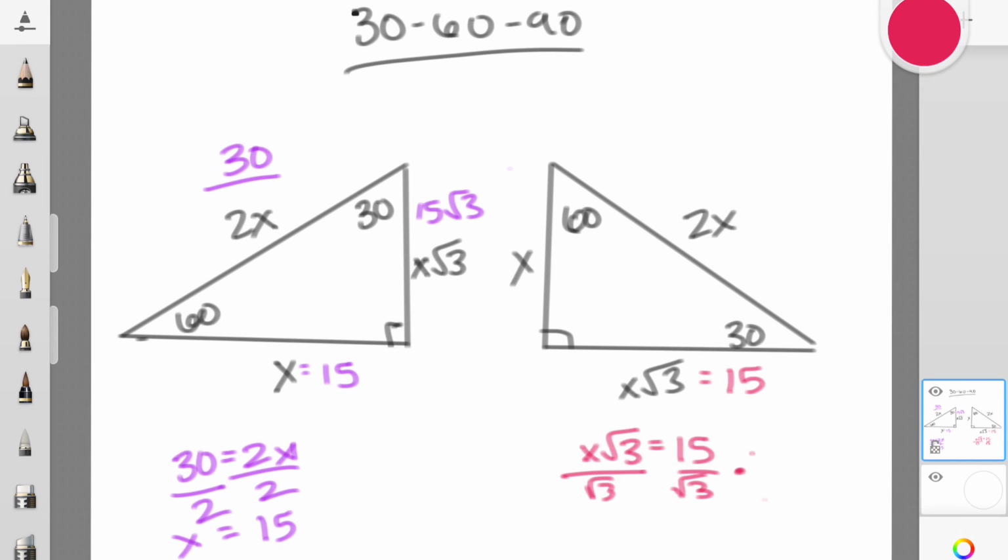Then you have to multiply that answer by square root of 3 since you can't have a radical in the denominator. The answer you get is 15 square root of 3 divided by 3. When you simplify it further, it becomes 5 square root of 3. Now replace the x's in the problem with 5 square root of 3 and solve.